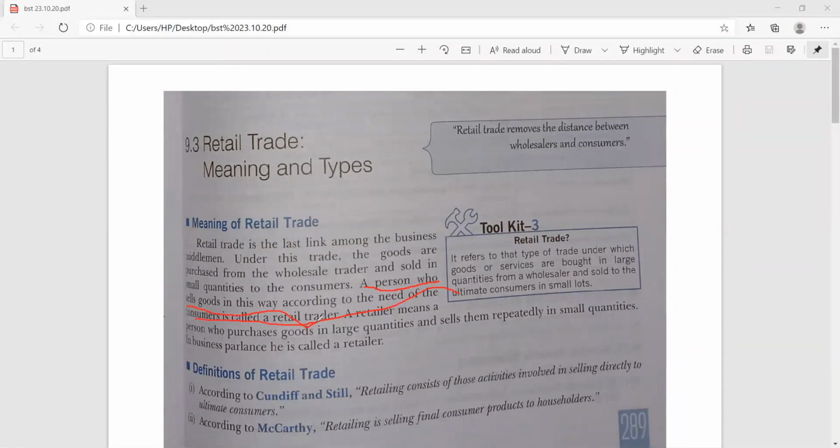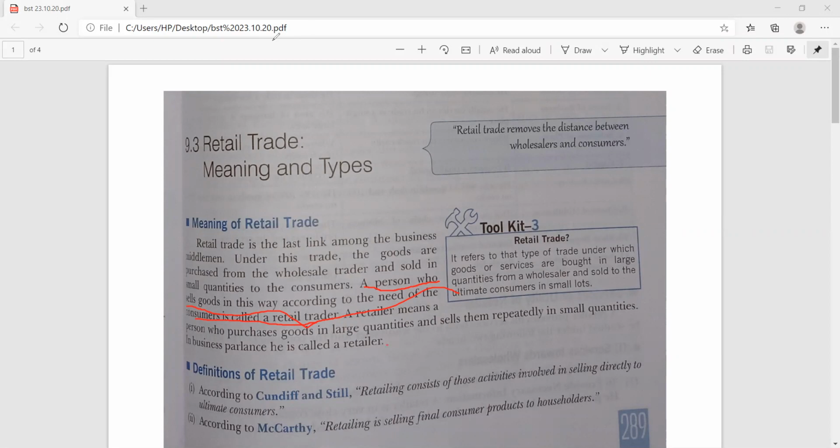Or you may get a question like this: a person who sells the goods according to the needs of the consumer is known as dash. Option A, retail trader, option B, wholesale trader, option C, both A and B, option D, none of the above. The answer will be retail trader, who sells the goods according to the need of the consumer. After that, the definition of retail trade is given to us, and we have to learn one of the definitions over here.